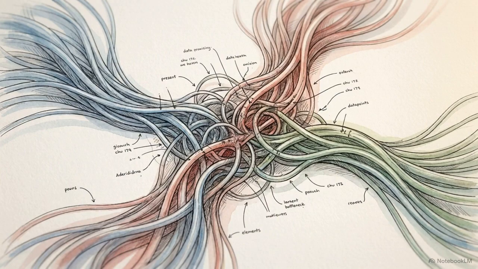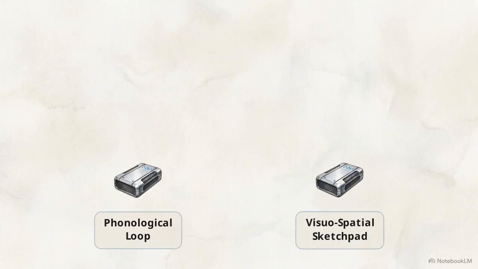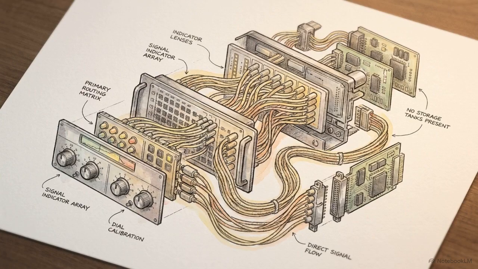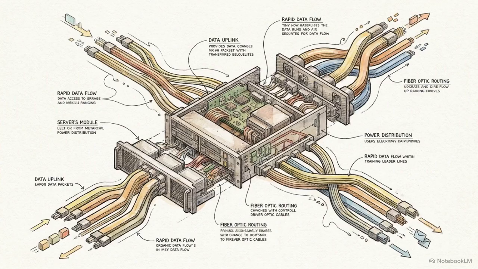With multiple domain-specific slave systems operating at once, the architecture requires a mechanism to coordinate them. Baddeley solved this by introducing the central executive, the overarching control block that manages the data flowing in and out of the slave systems. A strict constraint of this framework is that the central executive has zero storage capacity. It is purely an information processing and routing controller.